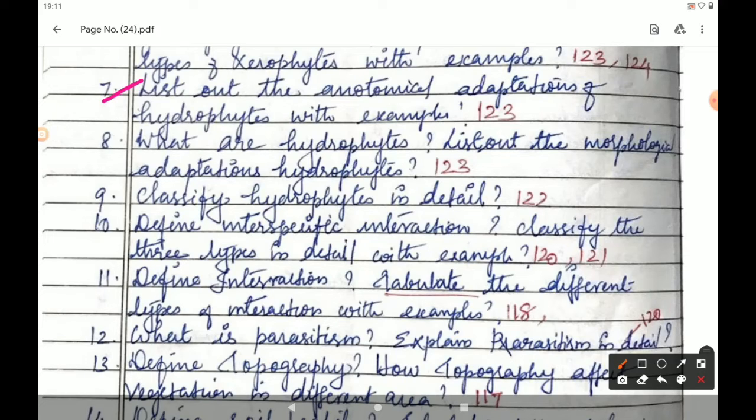Next point is about a single layer of epidermis. Third, cortex is well developed. Fourth, vascular tissues are poorly developed. Fifth, mechanical tissues are generally absent.